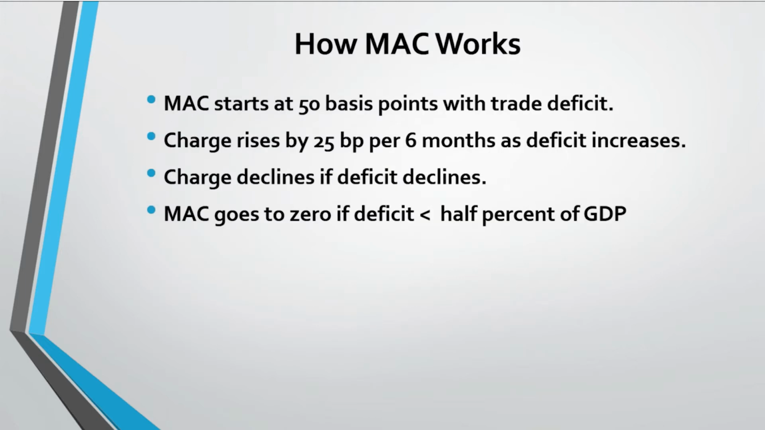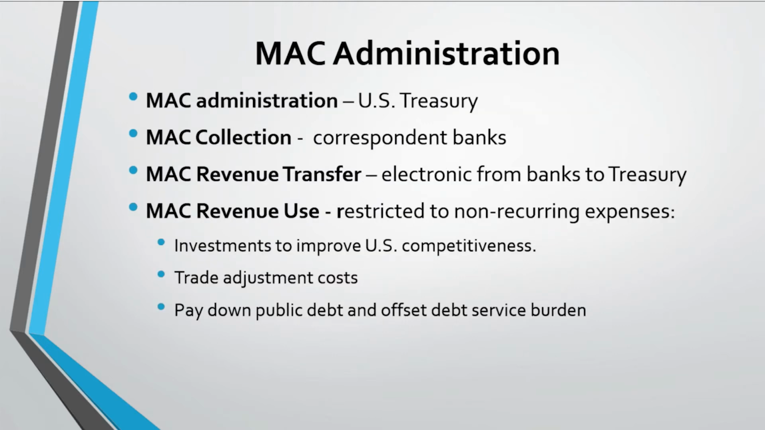MAC would start out with a 50 basis points charge on all flows that come in. It would rise in increments of 25 basis points for 6 months as the deficit continued to increase. The charge would decline if the deficit declines, and we can go into more details on that. And it would go to zero if the deficit drops close to zero or to zero. So it's an automatic mechanism, no worry about political intervention, and it sends the market a clear, consistent signal.